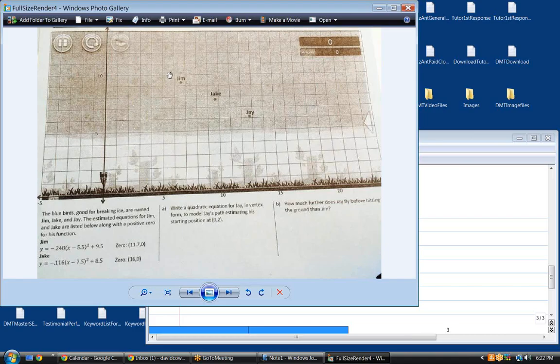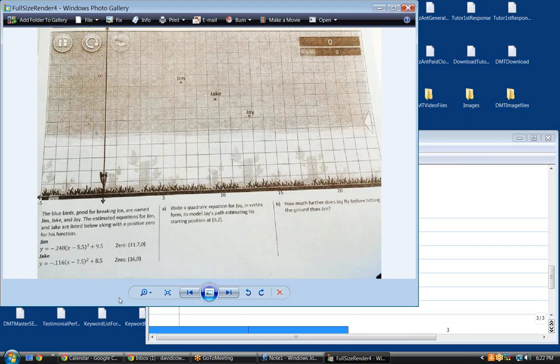So if we do know where to put Jim's vertex, and we know where to put Jake's vertex, and we see these 2 points here, and we know where their zeros are, in other words, where they're going to come down and hit the ground, I can graph Jim and Jake completely. And you're right, these points are not their vertex, but they've given us the equation so we can plot their vertex. So I could draw Jim's parabola, I can draw Jake's parabola.